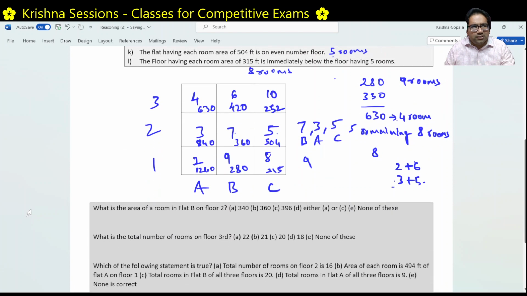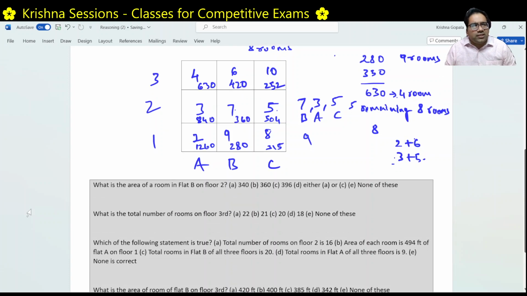So we have created the entire structure of the building. Now let's look at the questions. This is the structure of the building. What is the area of room in flat B on floor 2? Flat B, floor 2, it is 360. 360 is the correct answer. What is the total number of rooms on floor 3? On third floor, 10 plus 6 plus 4, which is actually 20.